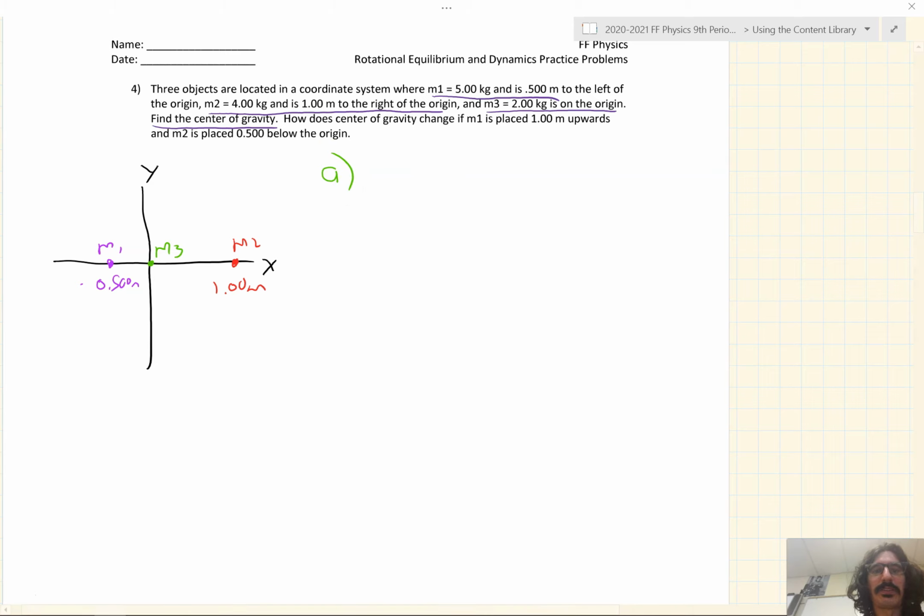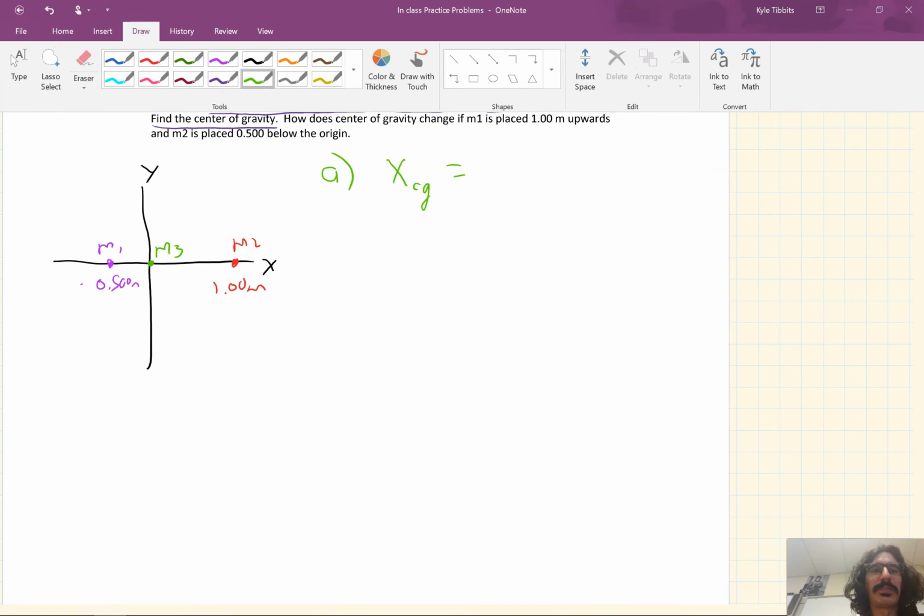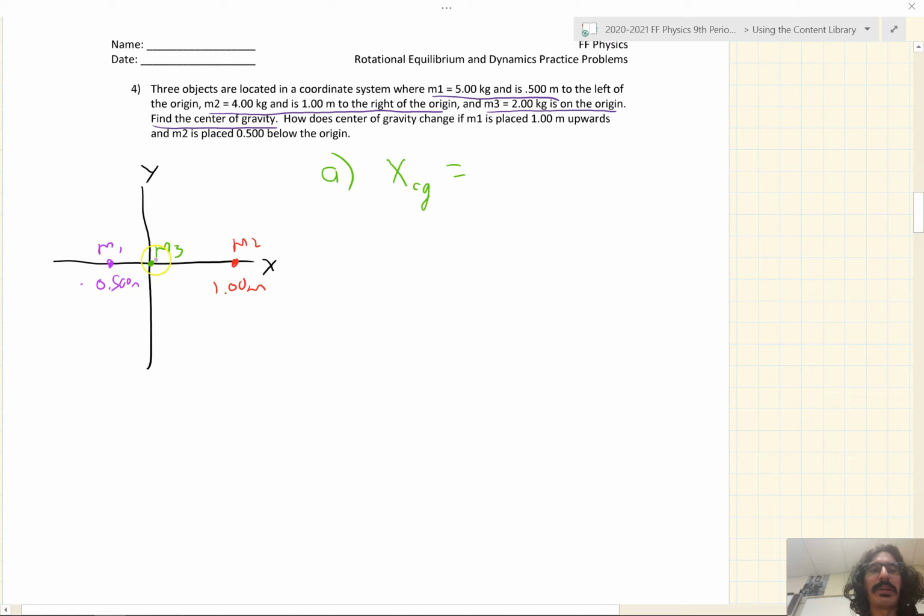So let's call this XCG, for the center of gravity in the horizontal direction. That's equal to the mass times how far away it is from the origin. So let's say M1x1 plus M2x2 plus M3x3. And that's divided by the sum of the masses. So we'll just say M1 plus M2 plus M3.